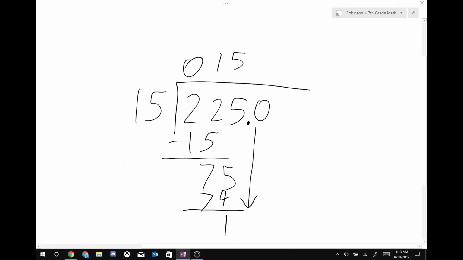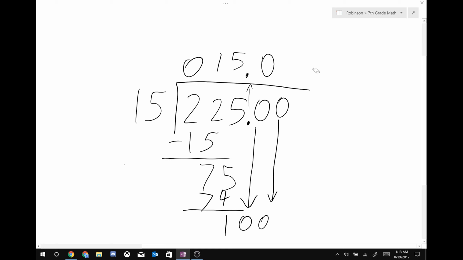So I bring the 0 down. Now I have a 10. 15 doesn't go into 10. But I'm going to go ahead and put my decimal up there. Since it doesn't go into 10, I just put a 0 up, add another 0, and bring it on down. 15 goes into 100. Now I just have to figure out how many times and write that number right up here.